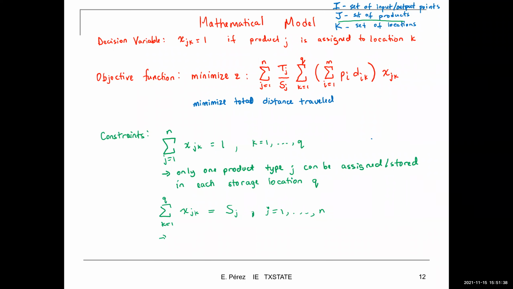And again, what this is saying is the following. We assign the required number of storage locations to each product j.